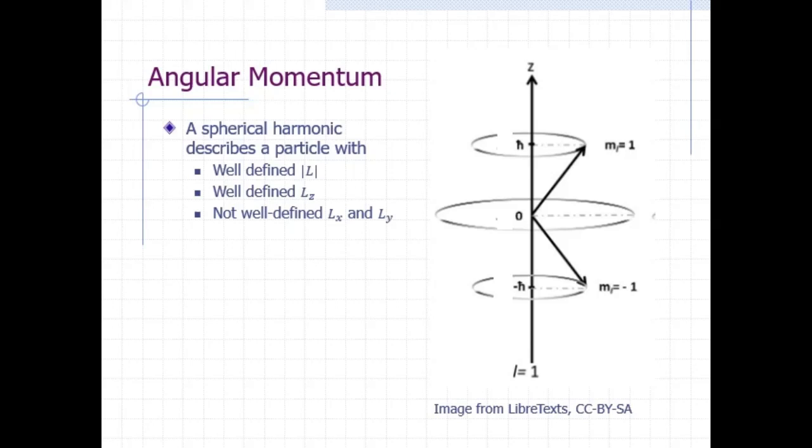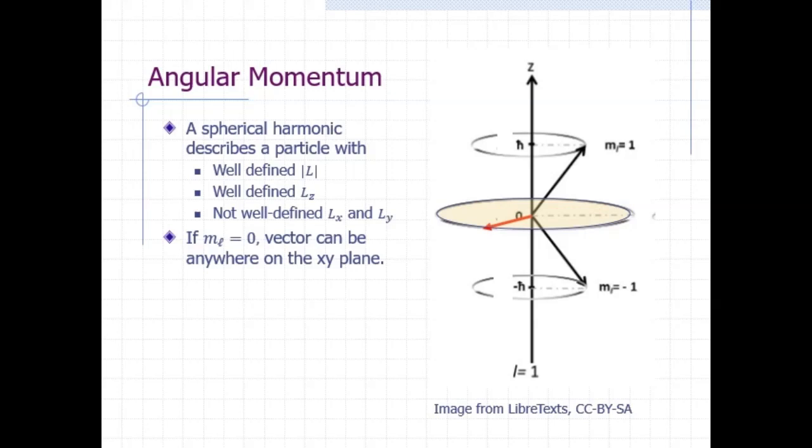Consider the diagram shown here. Imagine this is a circle on the xy plane. If m sub L is 0, then the z component is 0. If we represent the angular momentum vector by an arrow with its tail at the origin, then the tip of the arrow can be anywhere on this circle on the xy plane. It could be here, or here, or here. We don't know the x and y components of the vector.